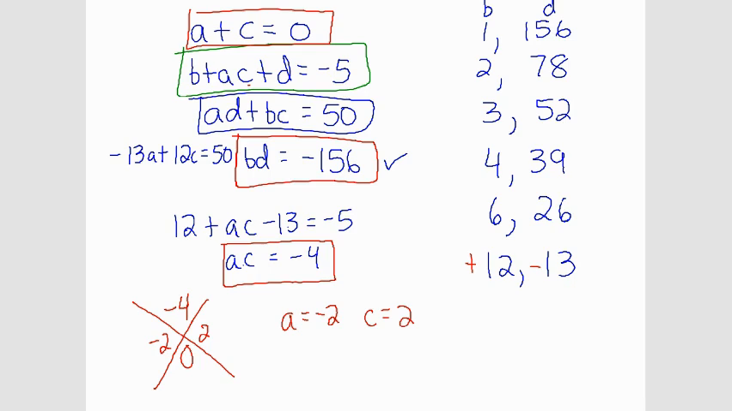So let's really quickly check this. Negative 2 plus 2 is equal to 0. That checks. Plugging that into here, which was left over from here, that would work. So that checks. Well, negative 13 times negative 2 plus 12 times 2 is equal to 50. We get 26 plus 24 is equal to 50. And we have our answer.